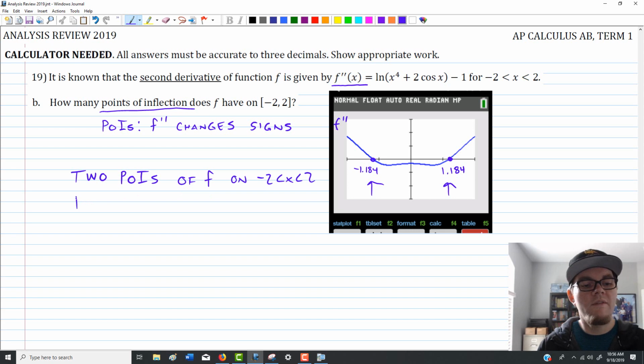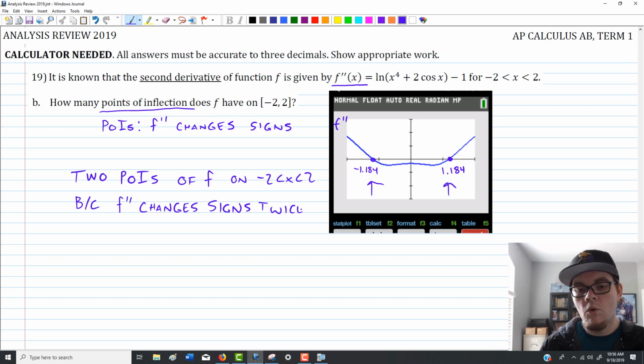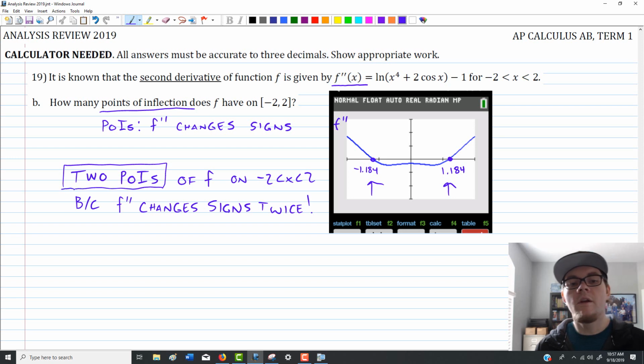And if we're looking for a reason, even though it doesn't ask for one, we'll be the better person. We'll put one in there. There are 2 points of inflection on f between -2 and 2 because f double prime changes signs twice. So 2 points of inflection. So there we go. 19b, again, analyzing a second derivative graph, we use analytical approaches that involve the second derivative.